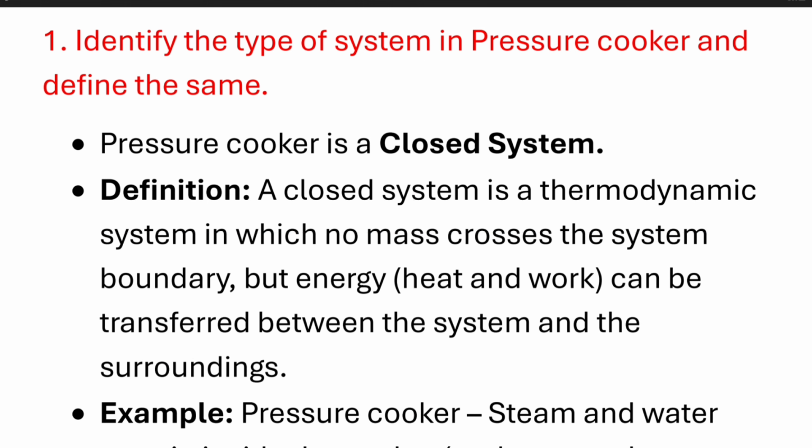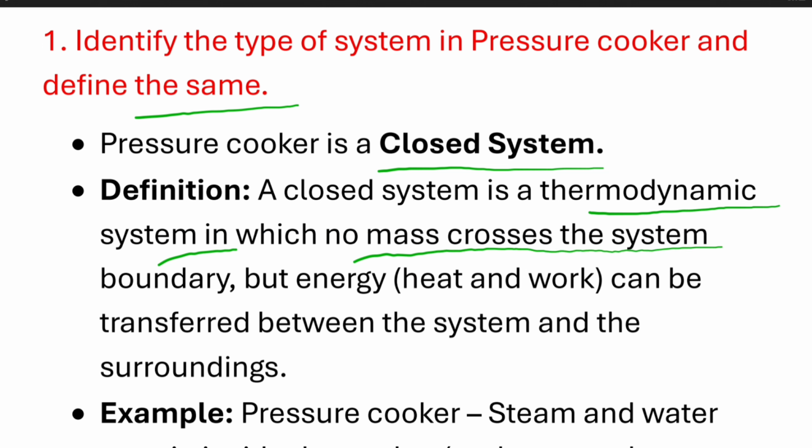The first question: identify the type of system in a pressure cooker and define the same. So, what type of system is present in the pressure cooker? You can see we have a closed system present in the pressure cooker. Okay. So, we are going to the definition. What do you mean by closed system? It is a type of thermodynamic system in which no mass crosses the system boundary, but energy, heat, and work can be transferred between the system and surroundings. Okay, this will be the definition.